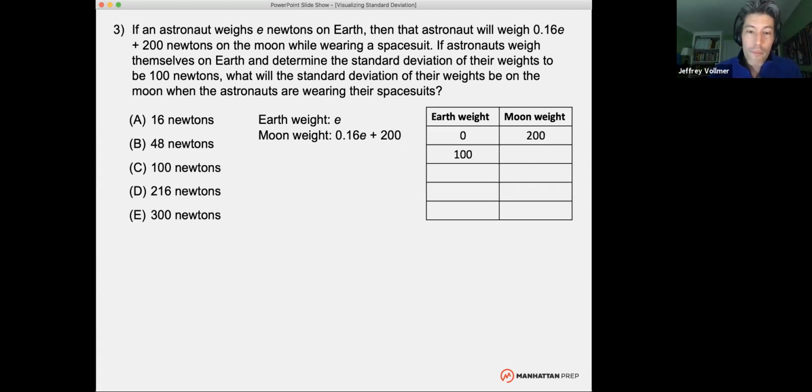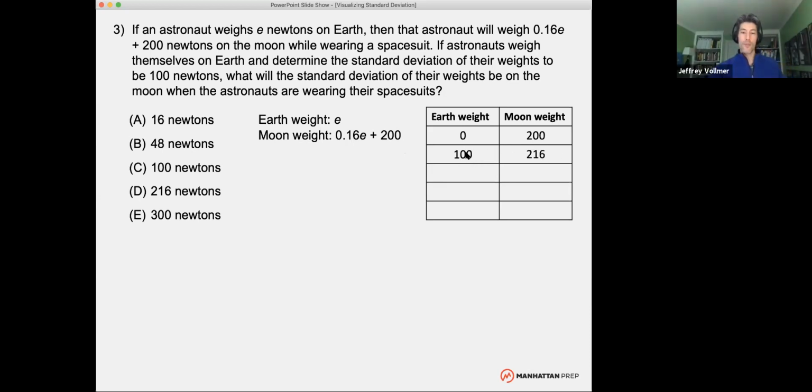All right, let's imagine someone weighs 100 newtons. By the way, a newton is like between a fifth and a fourth of a pound. So a 100 newton person is very, very small, like an infant. So we've got this infant who weighs 100 newtons on Earth. We put him in a spacesuit and put him on the moon. And 100 times 0.16 is 16, plus 200 is 216.